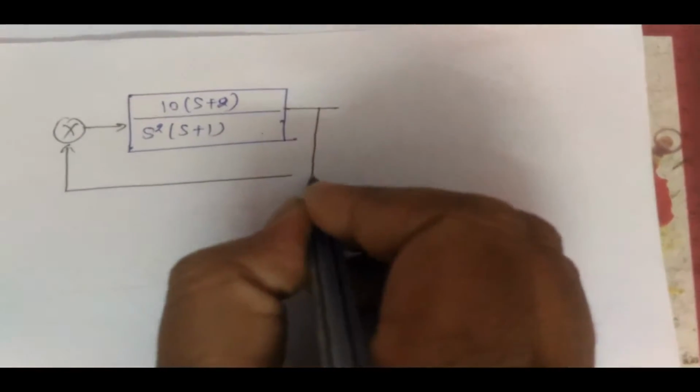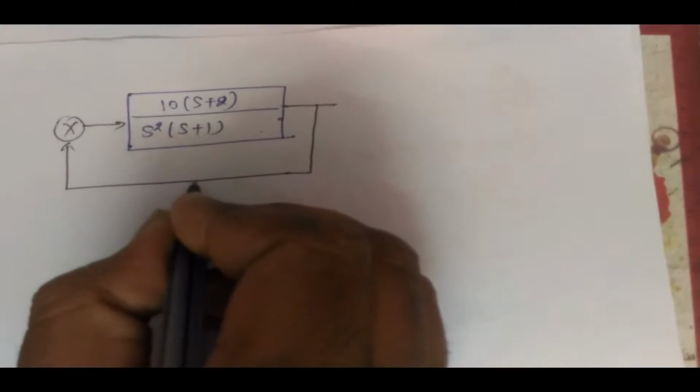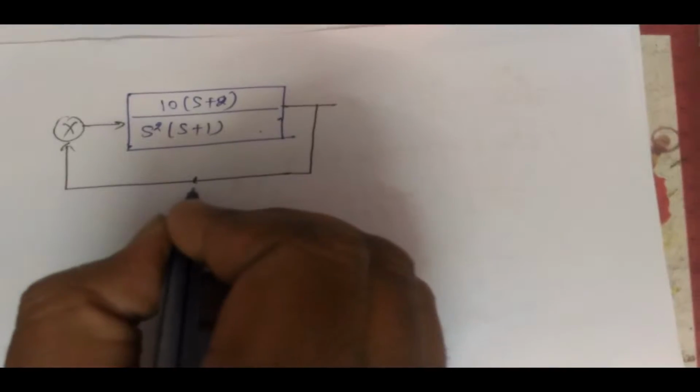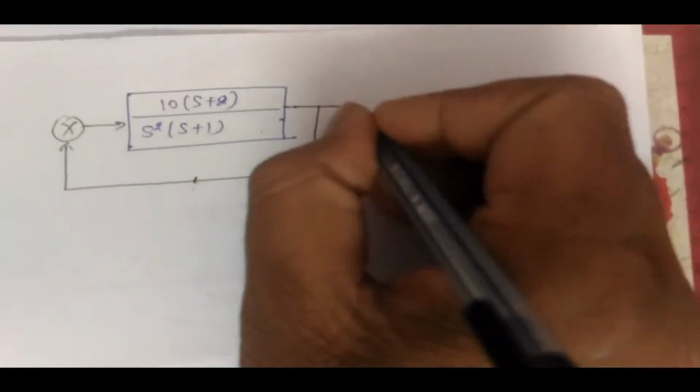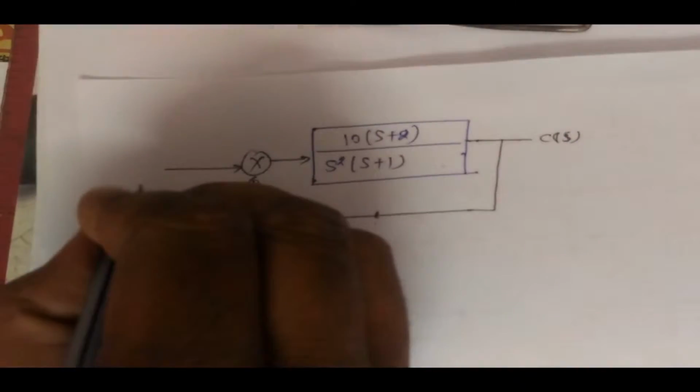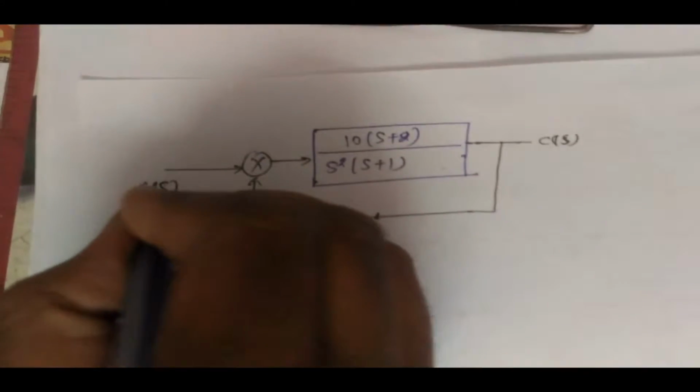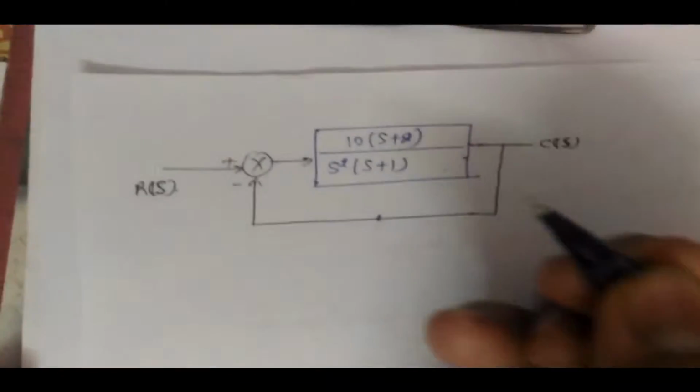This is the unity feedback system. In feedback, the gain is 1. By default it is 1. We can write 1 or we can skip it here. This is C(s), and this is R(s). Clear? This is the unity feedback system.